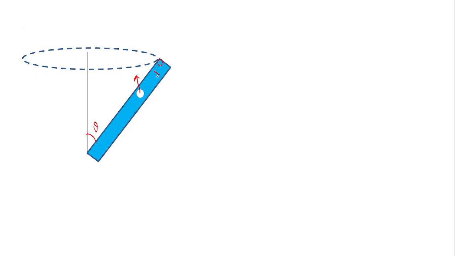Let us take a very small water element here. This is the water element, suppose. It is rotating in a circle, something like this. So what is happening? This water element is feeling a centrifugal force radially outward. What is the magnitude? m omega square r. r is the radius of the path of this water element.